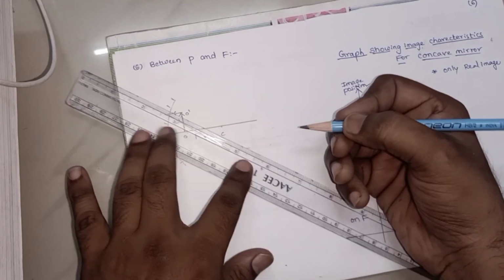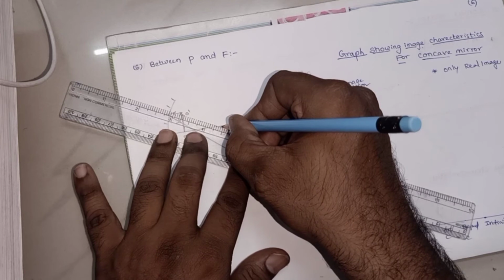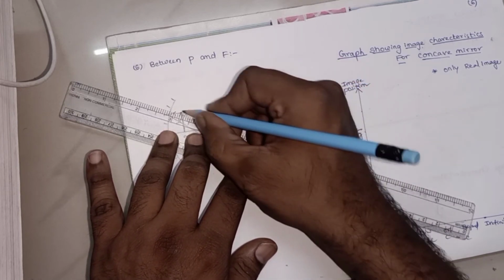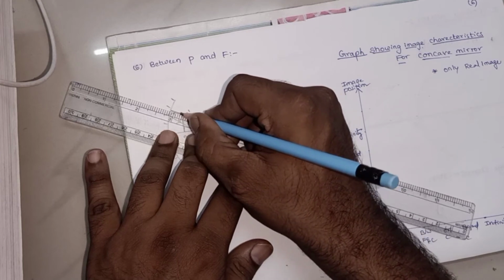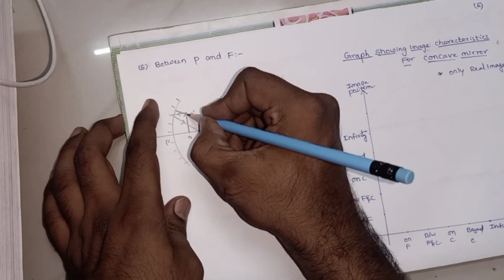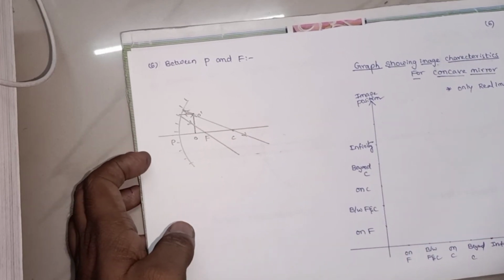Now I will take the second ray, which is my convenient ray, which is passing through the center of curvature and the tip of the object. See, look at here. By connecting these 2 points, you will get the incident ray. So this is my incident ray which is passing through center of curvature. After reflection, it will retrace its actual path. So this is the incident ray which will be reflected and retrace its actual path.